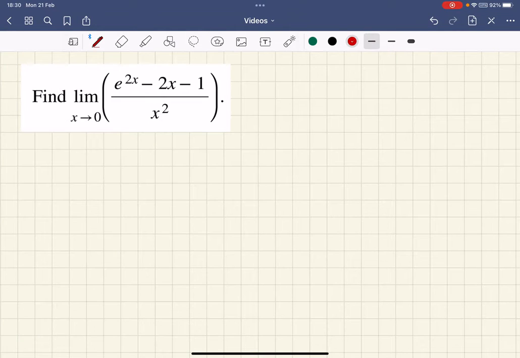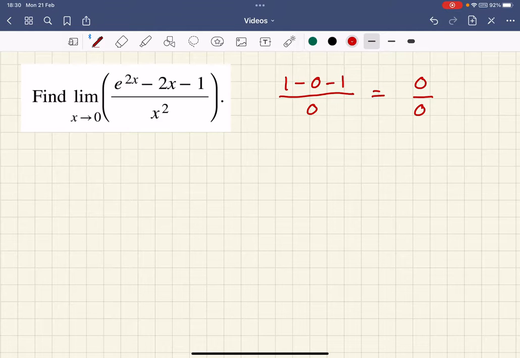So if we put 0 into the top, we would have e to the power of 0, which is 1. Then we take away nothing. Then we take away 1, which gives me 0. And then we're dividing it by 0 squared, which is 0. Now we can't do 0 divided by 0.